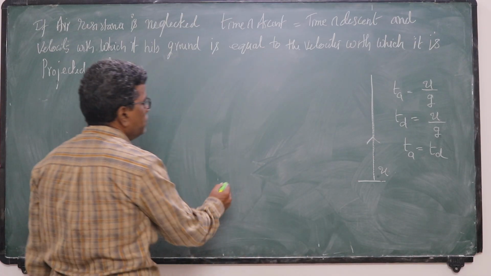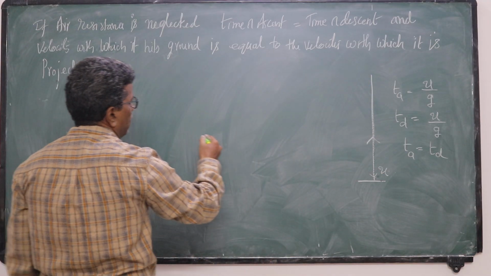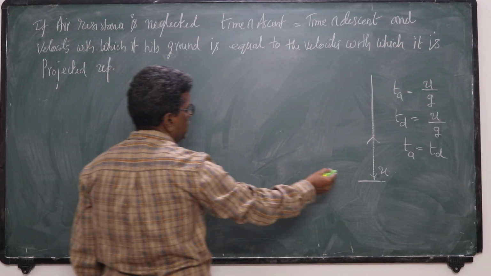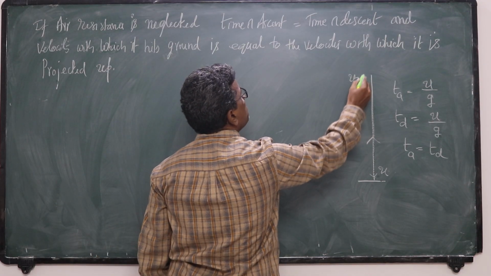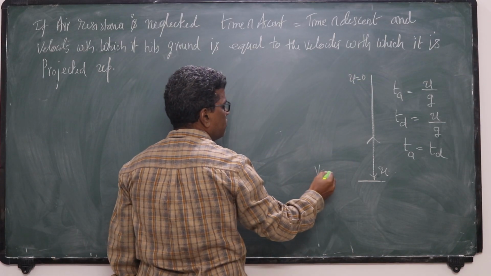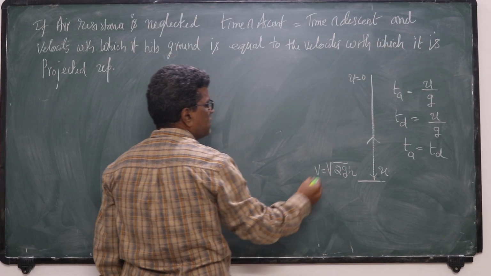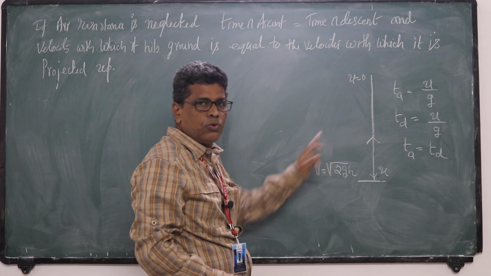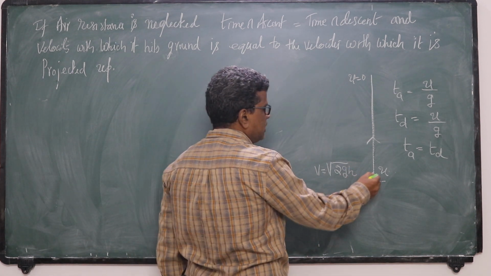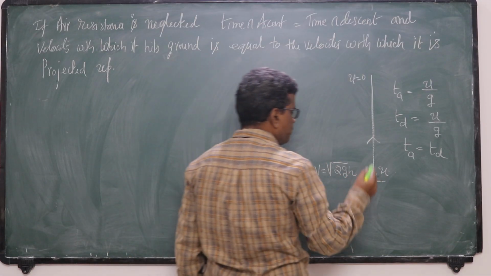How? I want the velocity here. You apply v is equal to square root of 2gh. So here velocity is 0. With what velocity will it hit the ground? Square root of 2gh, by applying v square minus u square is equal to 2as. You will get this. So this is the velocity with which it hits the ground. Now this is equal to u.